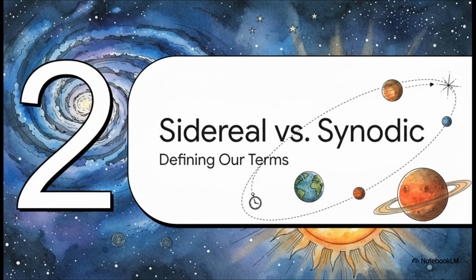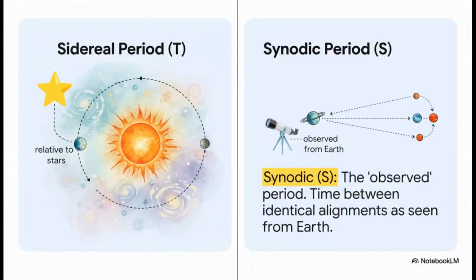This brings us to a crucial distinction between two different ways of thinking about a planet's period. On one hand, we have the sidereal period, which we'll label with a capital T. You can think of this as the true period. It's the actual time it takes a planet to go once around the Sun, measured against the backdrop of distant fixed stars. On the other hand, we have the synodic period, labeled S. This is the observed period, the time we actually measure from Earth between two identical lineups.